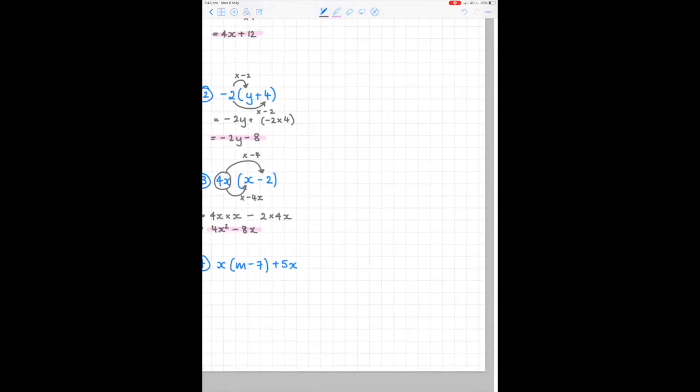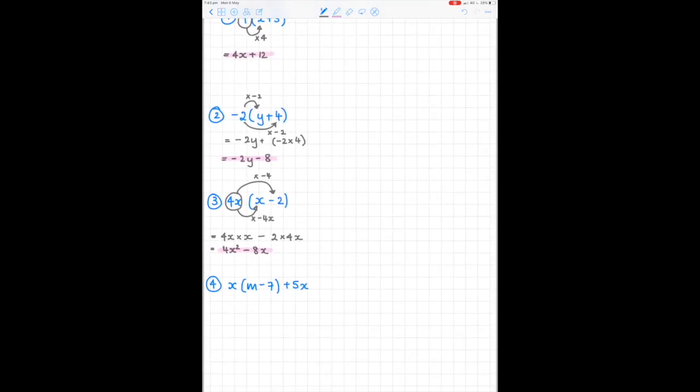So, moving on to the last example. This time this is a bit more of a complicated expression, but we'll take it a term at a time. So x is our multiplier, first one is m. So we're going to multiply that by x. Then the next term is negative 7, and we'll multiply that by x.